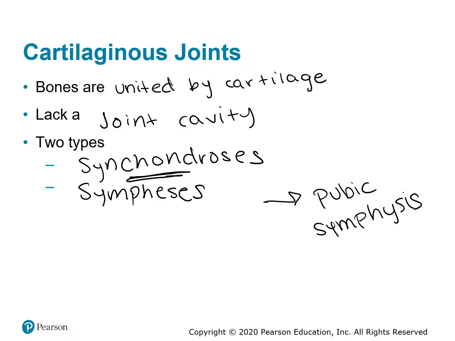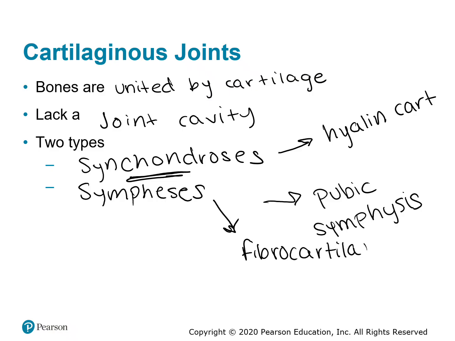Okay, cool. Synchondroses are going to be made by hyaline cartilage. Symphyses are going to be made by fibrocartilage. Cool?